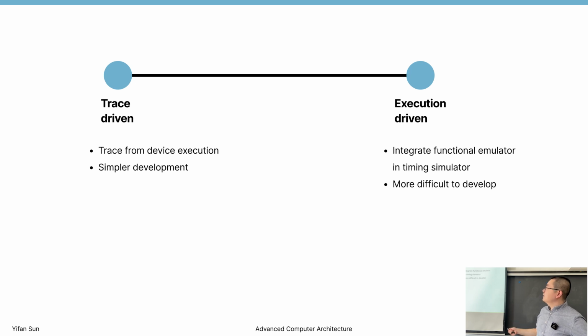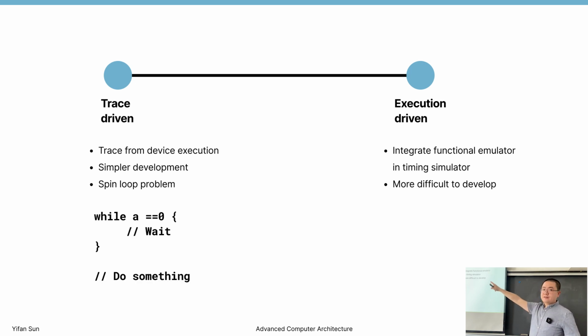On the other side, execution-driven is, to me, a more intuitive way. We're emulating everything that is happening in real hardware, so we integrate a functional emulator in the timing simulator. If real hardware is doing add A plus B, now in our simulator, we just repeat add A plus B. We repeat every action in real hardware so that eventually we can get a reasonable timing estimation. It's more difficult to develop, but it gets more accurate.